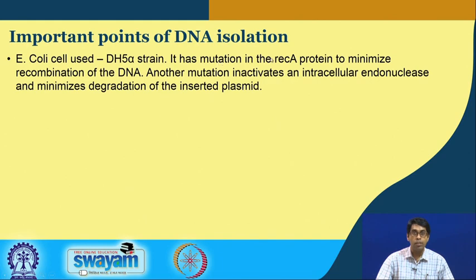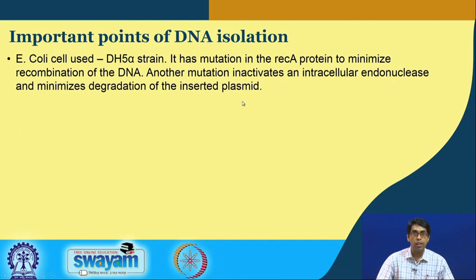So, one mutation is in the RecA protein. This is a recombinase protein which recombines two different DNA strands. What that might result in is that the integrity of the plasmid will be lost, because some part of the genomic DNA might get copied into the plasmid DNA, or some part of the plasmid DNA might get deleted or copied into the genomic DNA. So, we do not want that to happen. We want the plasmid DNA to be exactly the same that we have put in there. So, this mutation helps in maintaining that, because it minimizes recombination of DNA.